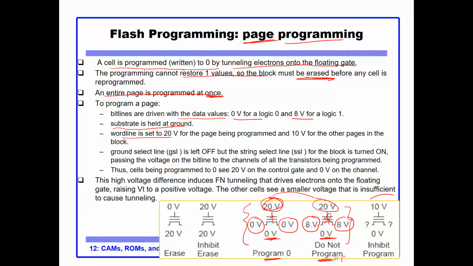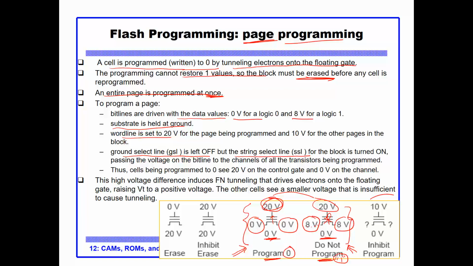Now, in the program operation, we need to have the ground select line turned off, which is at the bottom of the string, and enable the string select line, which for the block should be turned on. You will see that at the end this will be programmed and this will not be programmed, and here we write a 0 and here we leave it at a value of 1.